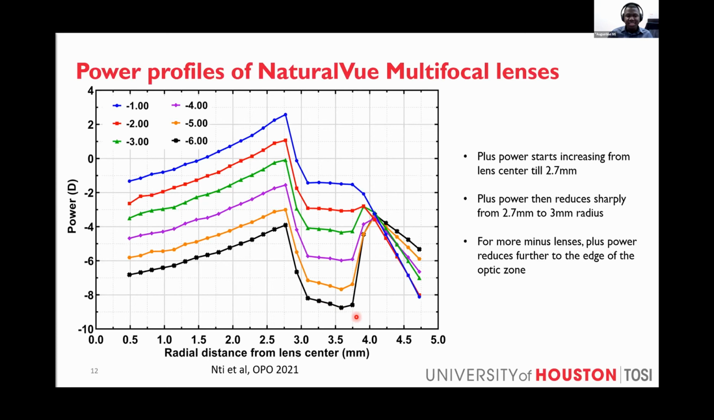And what this means is that for instance, for the -6, you have more minus power at the edge of the optic zone than at even the center of the lens. And again, whether this would affect the ability of this multifocal, this particular power profile, to reduce myopia progression is unknown. And I think it would be important for that to be looked at.